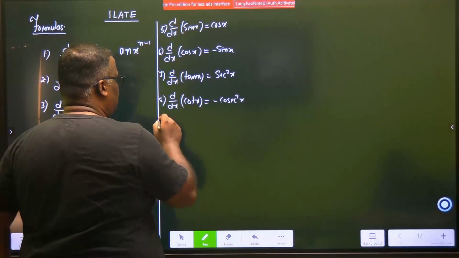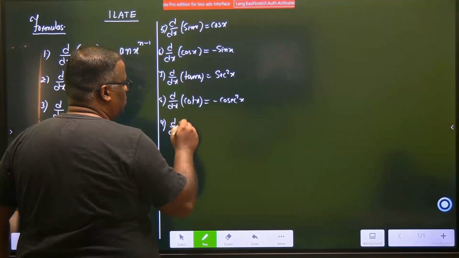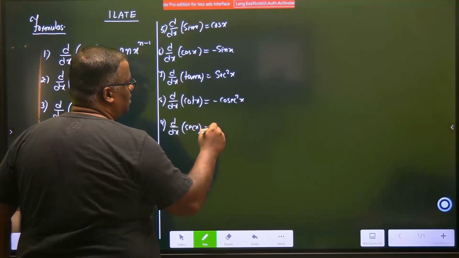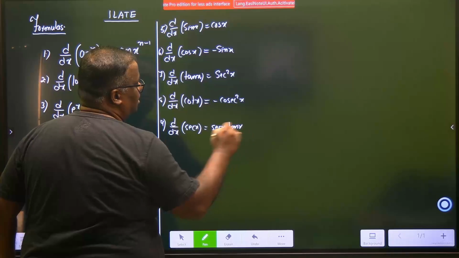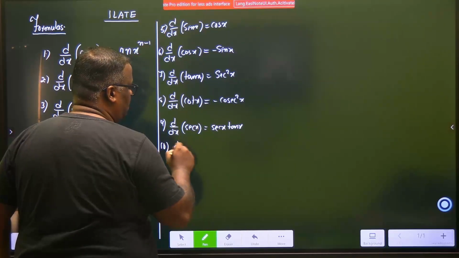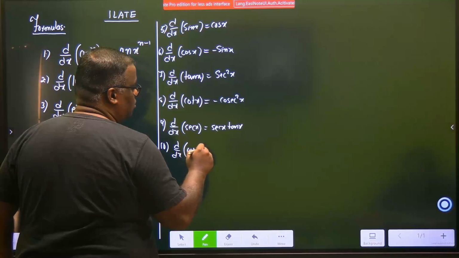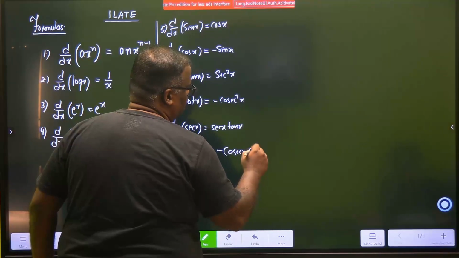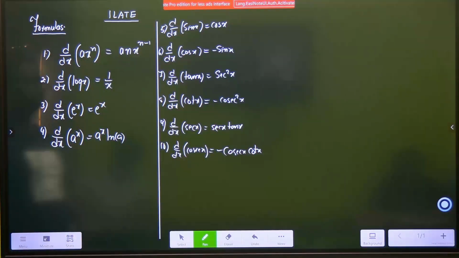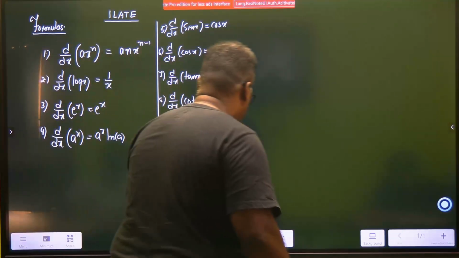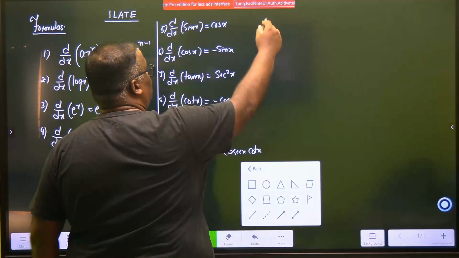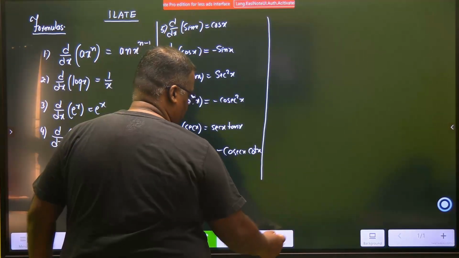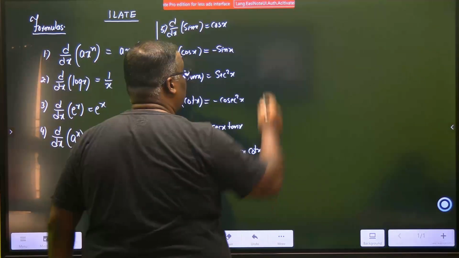Number 9. d/dx of sec x is sec x tan x. Now you can yourself predict what should be d/dx of cosec x. Cosec is a naughty function. So minus cosec x cot x. All 6 done. Shall we go ahead? All these you write and paste in front of your board, because similar many of these will come. Trigonometric ones will also come.